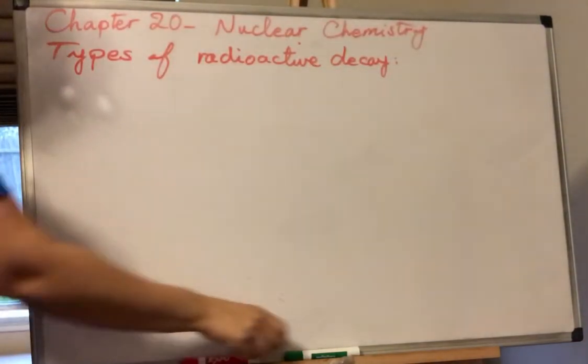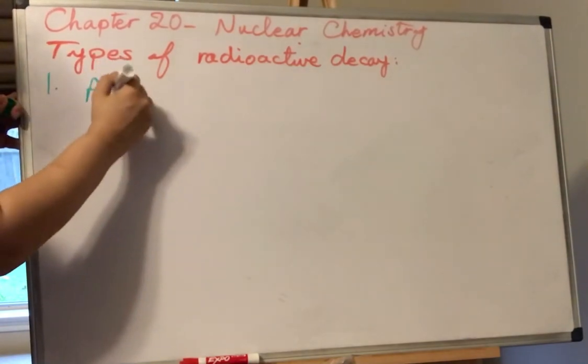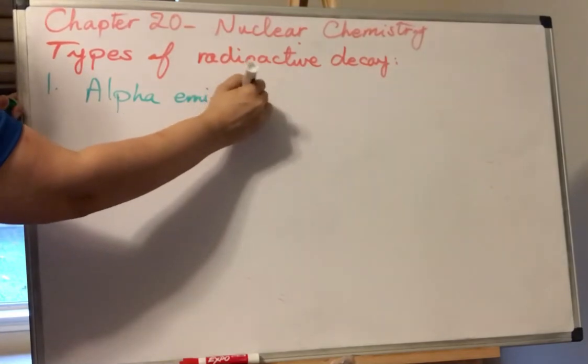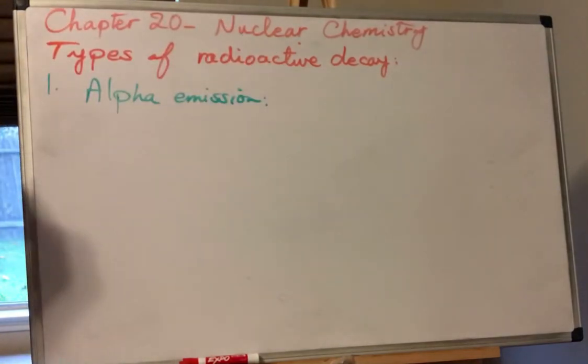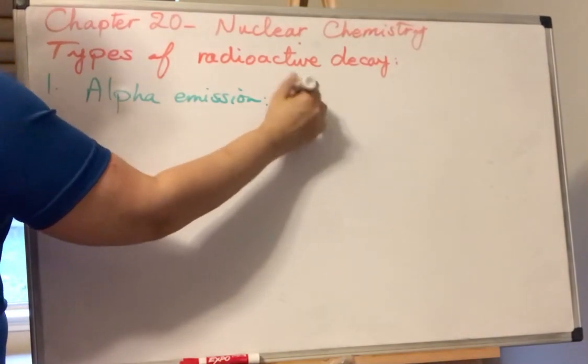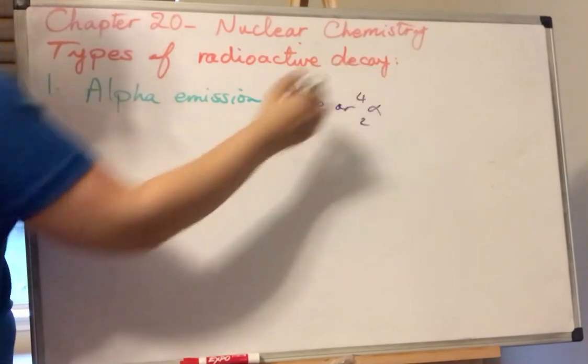The first type of radioactive decay is alpha emission. What was the sign for alpha? Helium 2, 4, or you can show it as alpha 2, 4.